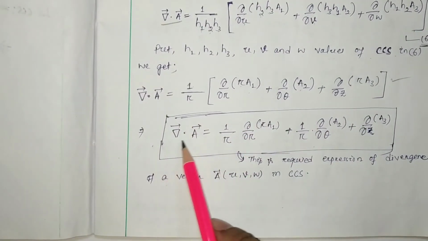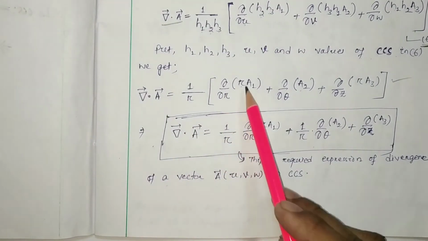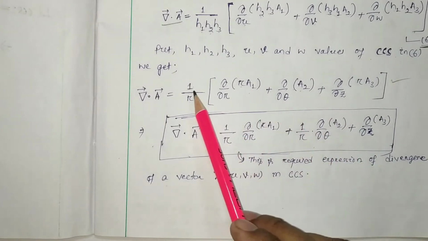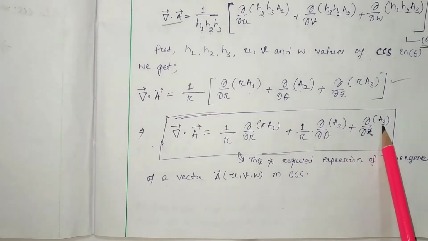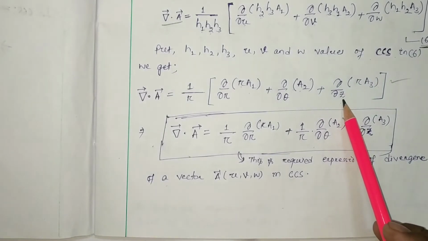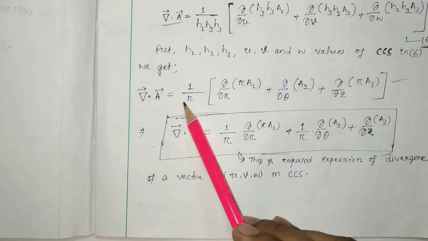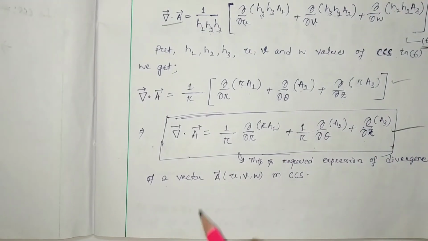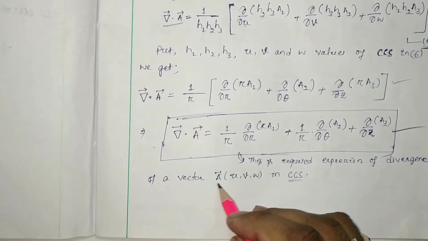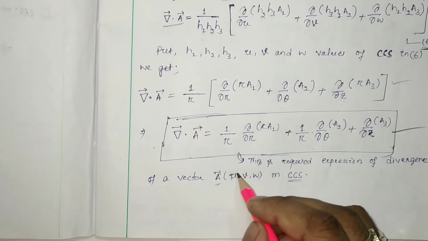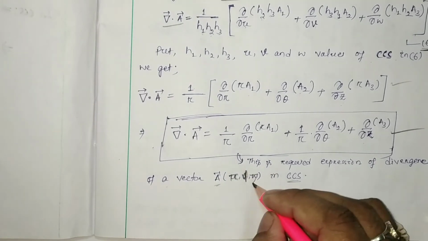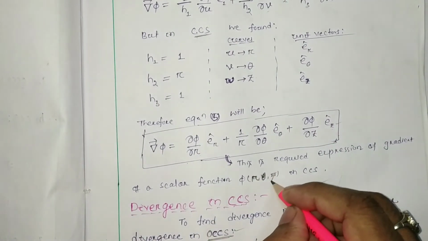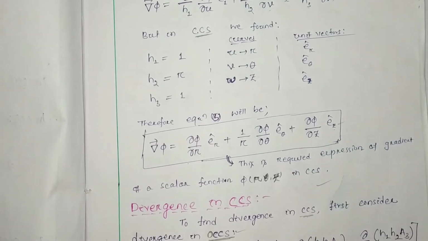So just multiply 1 by r with each term. So del dot A will be equal to 1 by r del by del r of r A1, plus 1 by r into del by del theta of A2, plus 1 by r into del by del z of r A3. Here r is a constant taken outside, and r and r get cancelled. The last term is del by del z of A3. This is the required expression of the divergence of a vector in CCS. Here A is a vector in CCS, a function of r, theta and z. Here I mistakenly wrote phi. This is r, theta and z.